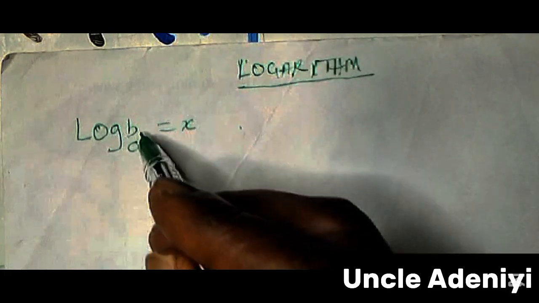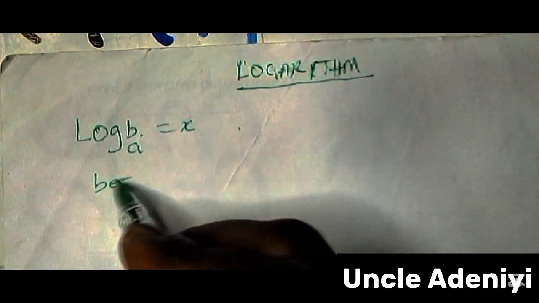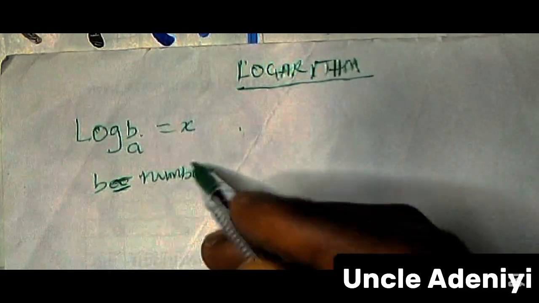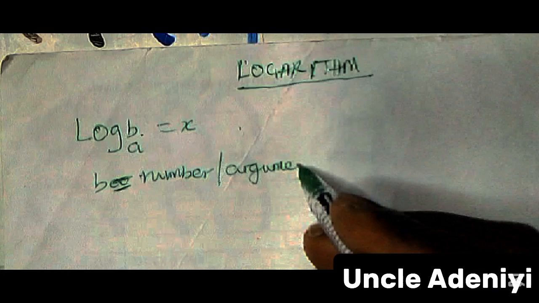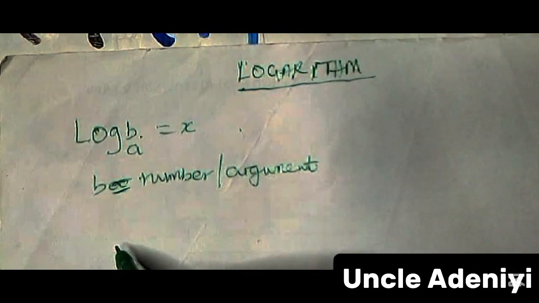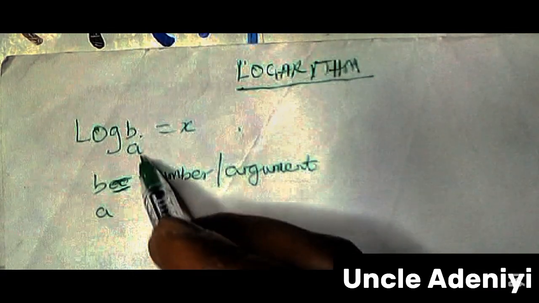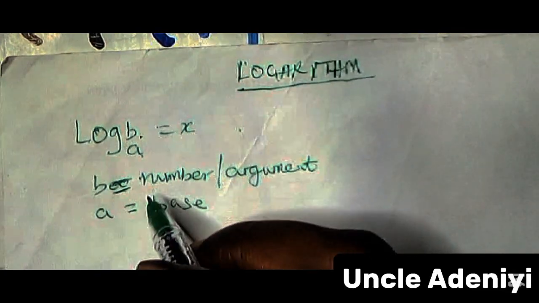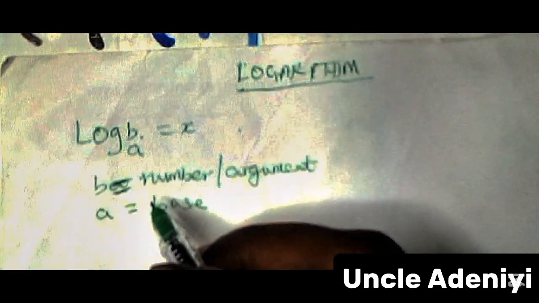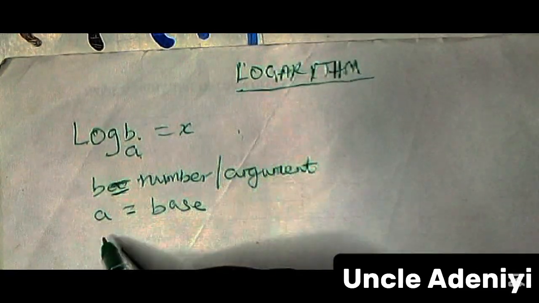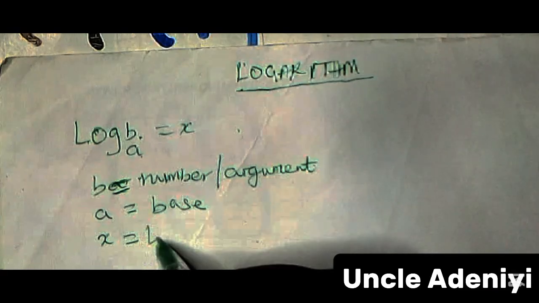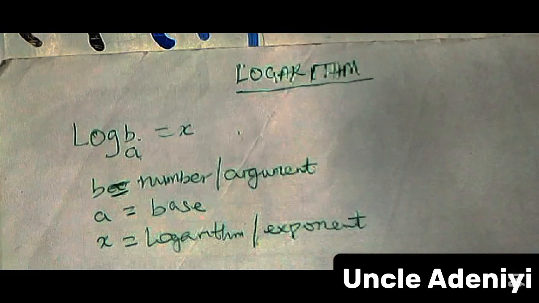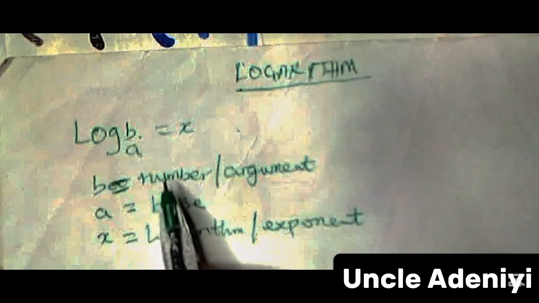You know this b in logarithm, it is called the number or argument. This a in logarithm is called the base. Do you understand? It is called the base. Now s in logarithm is called the logarithm or exponent.